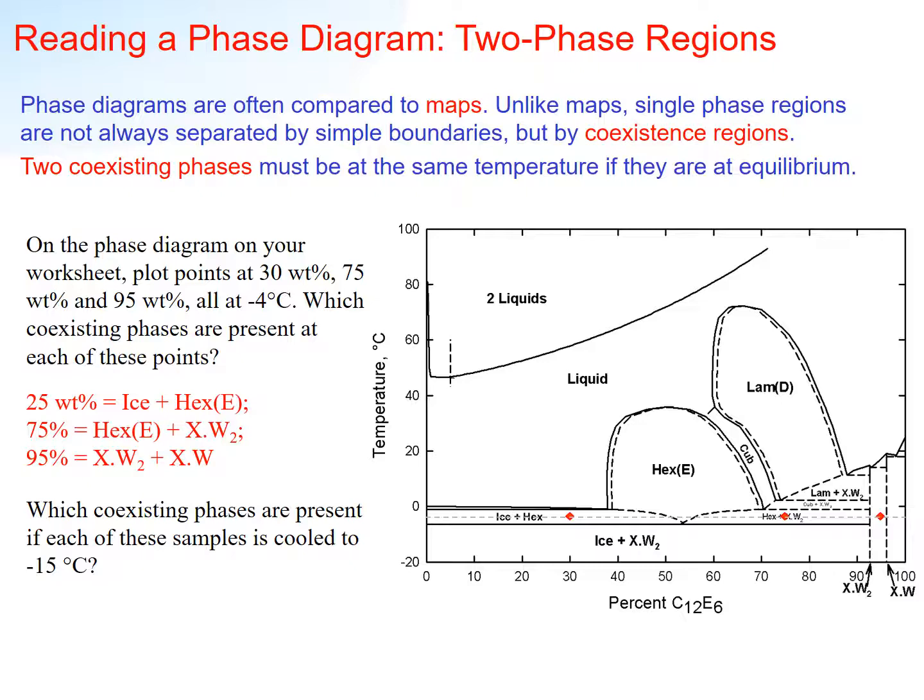Now, if we cool each of those samples down to -15 degrees, which phases coexist at that point? If we cool them down, then the 30 weight percent sample becomes ice plus the dihydrate. So does the 75 weight percent sample, and the 95 weight percent sample hasn't changed. The same two compounds coexist.